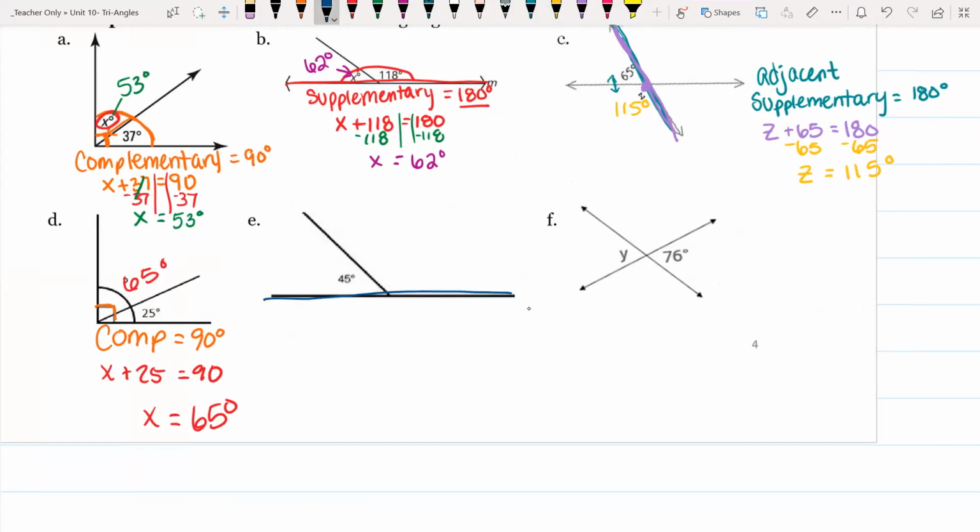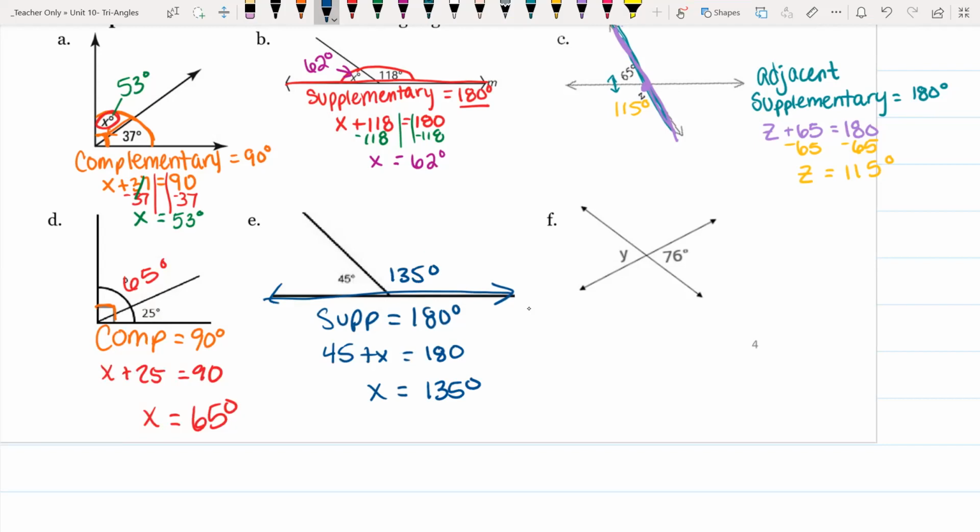These make a straight line. So that means it's supplementary, which means it adds up to 180 degrees. So we have 45 plus x equals 180. And you'll get x is equal to 135 degrees. So this angle is 135 degrees.